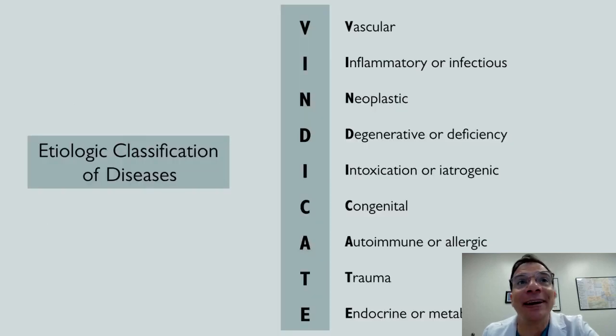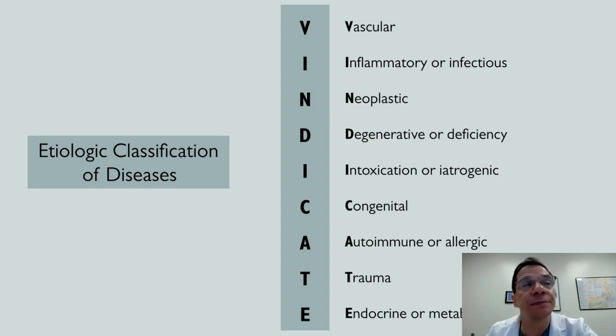Now, when you develop a differential diagnosis, you always need to have some guide. This is a mnemonic that we can use to not forget different causes of disease. For example, someone has chest pain. You have to rule out different potential causes of chest pain. Vascular, myocardial infarction, inflammatory, pericarditis, neoplastic, any tumor that is affecting the thorax, degenerative or deficiency.